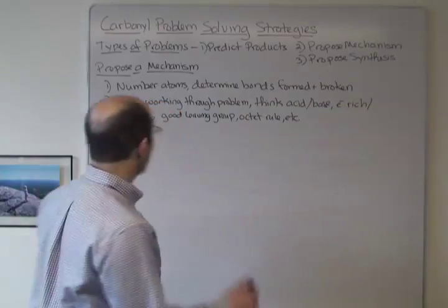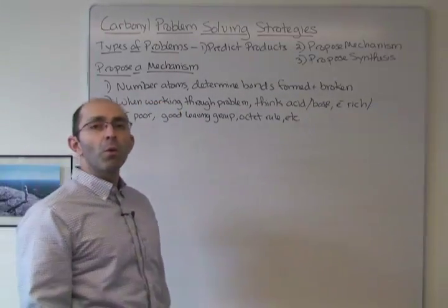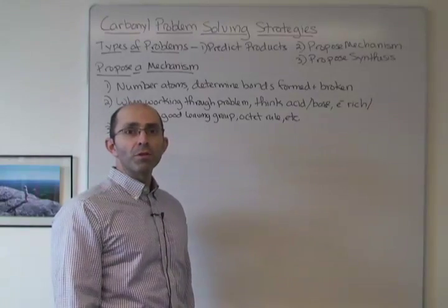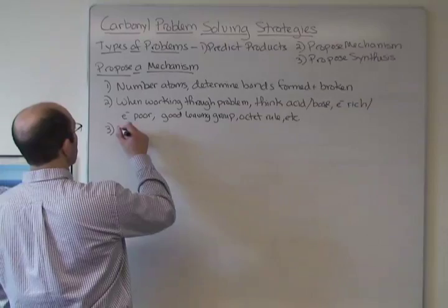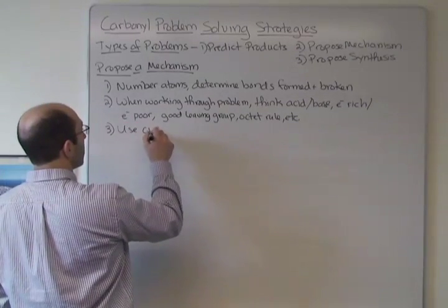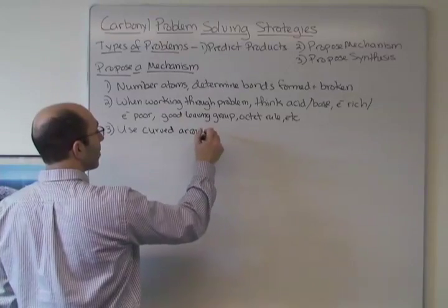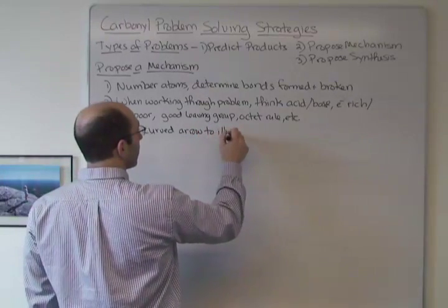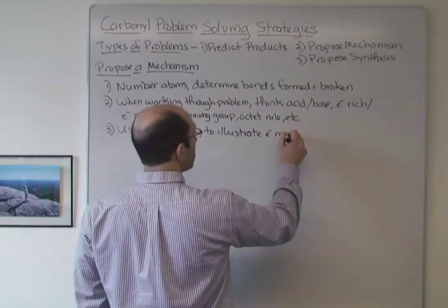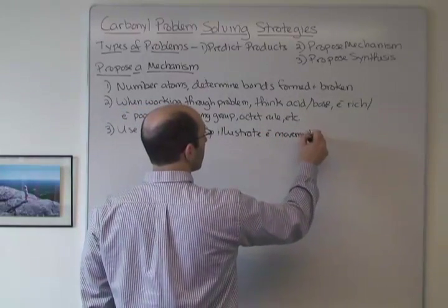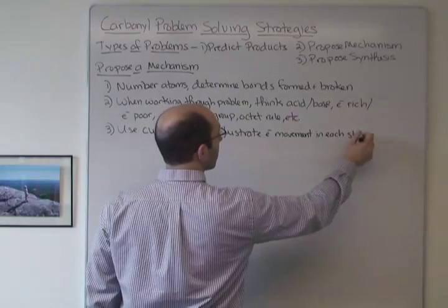All right? And then finally, and I hope this is clear from what we were doing, we're always going to use curved arrows to illustrate what's happening in these mechanisms. All right? So use curved arrows to illustrate electron movement in each step. Okay?